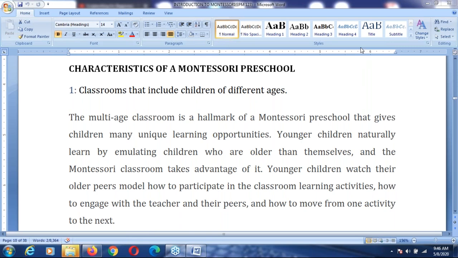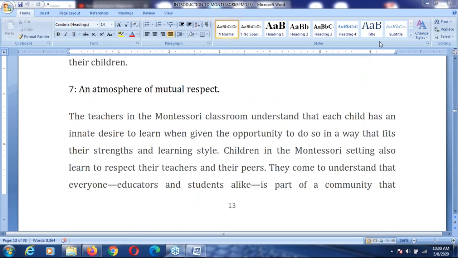A teacher who guides rather than directs. Six, parents who understand and support the learning process and who are involved in their child's education. Seven, an atmosphere of mutual respect. Then we move into the benefits of Montessori education.